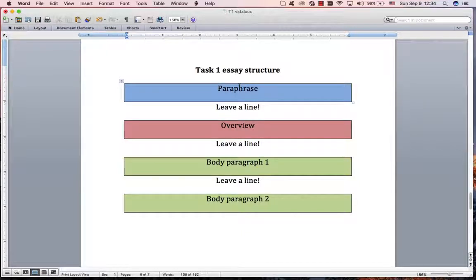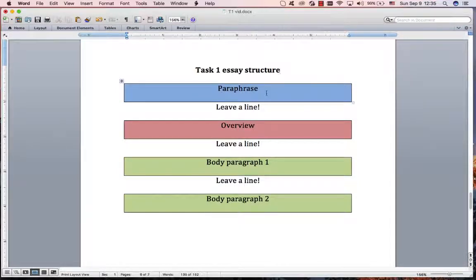Actually, many examiners don't really read the paraphrase that much, me included. I just look at it very quickly. Why? Because the examiner wants to get to the overview. That's the important part. So what we're trying to do here is just do the paraphrase without mistakes. Don't get fancy on the paraphrase. Right, so what are we going to do?